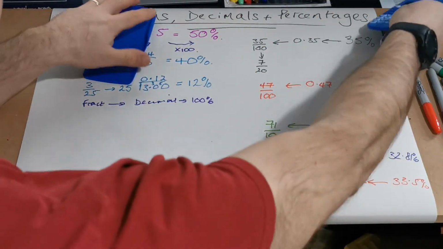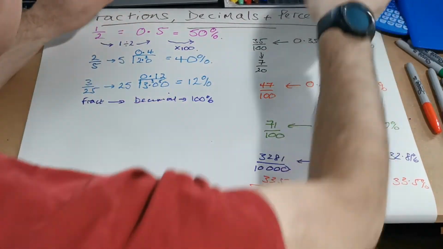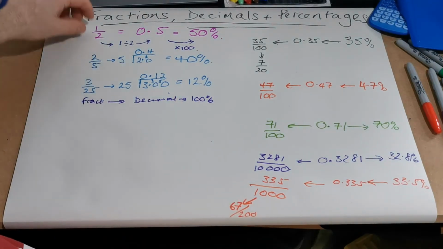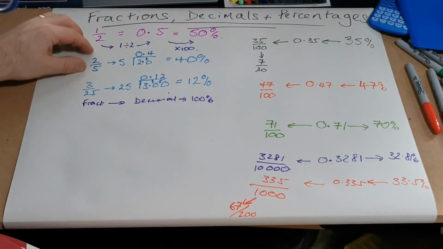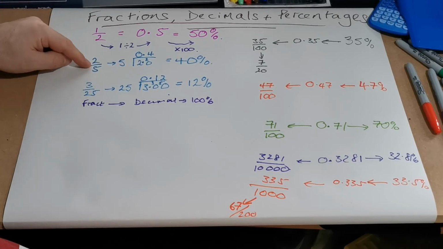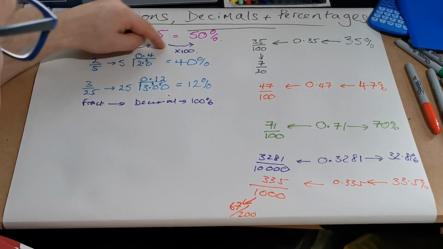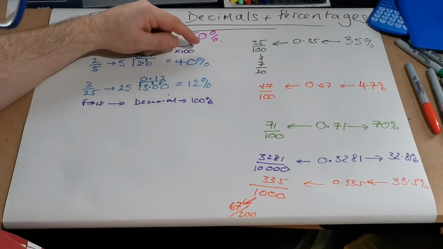So several things to consider in different directions. If we're going from a fraction, we have to realise the line in the fraction means divide, and then do that division to get the decimal, and times by 100 to get the percentage.